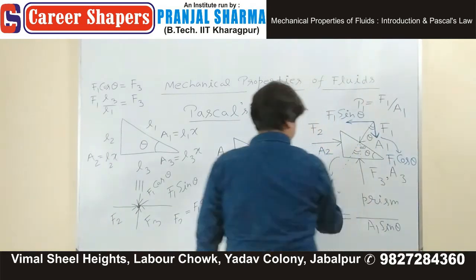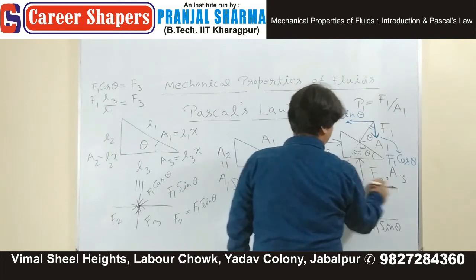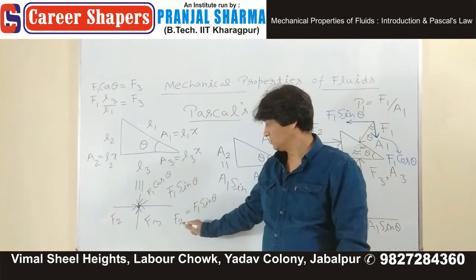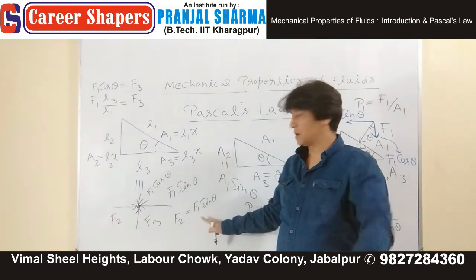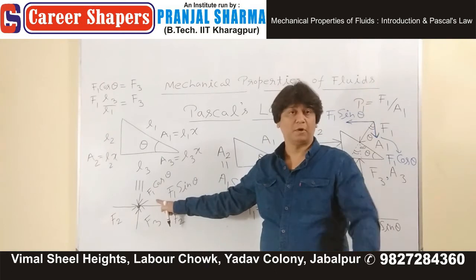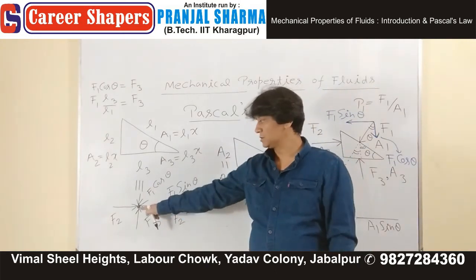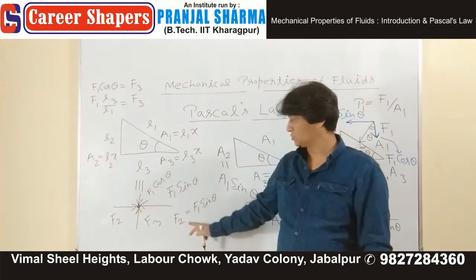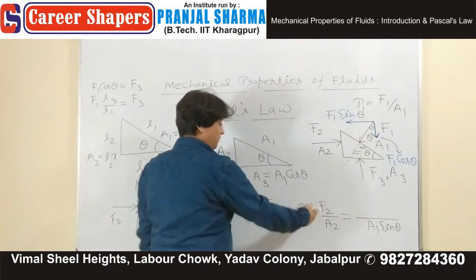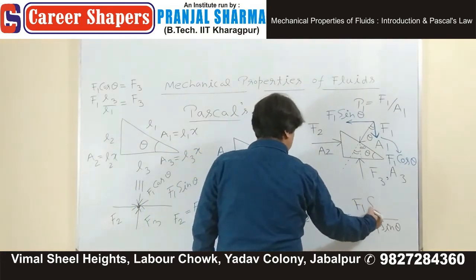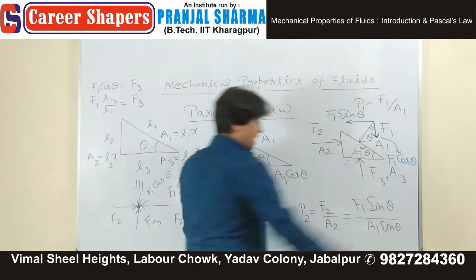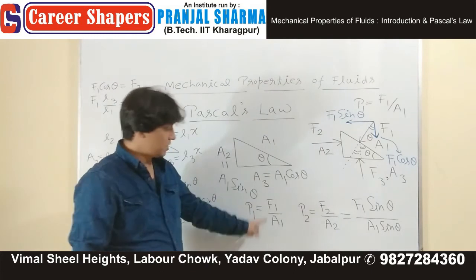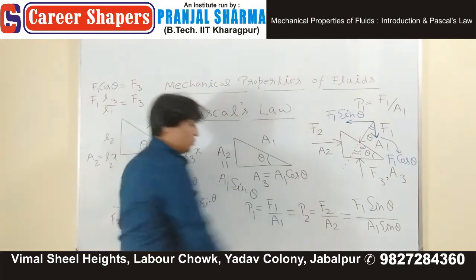And what about F2? F2 is already F1 sine theta, coming from these simple vectors at equilibrium. This small portion is at rest. At equilibrium, this force is equal to this. So F2 is F1 sine theta. Sine and sine cancel. What is P2 coming? F1 upon A1. And therefore, they both are equal.